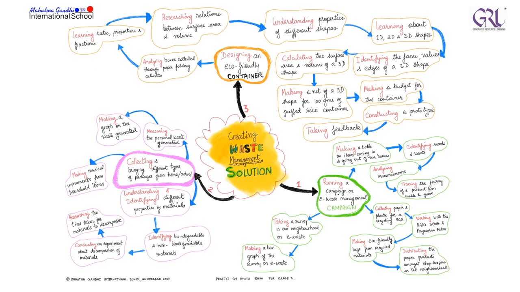Now, here is a mapping of a project. The different branches depict the different processes that are involved. Note that these processes have words that are action words, such as making, creating, running, calculating, etc. So, for example, if they're running a campaign on e-waste management, then of course they'll be making a table on the items that are coming in or going out of their homes. They'll be identifying their needs and wants. They'll be analyzing advertisements. They'll be tracing the journey of a product and so on.